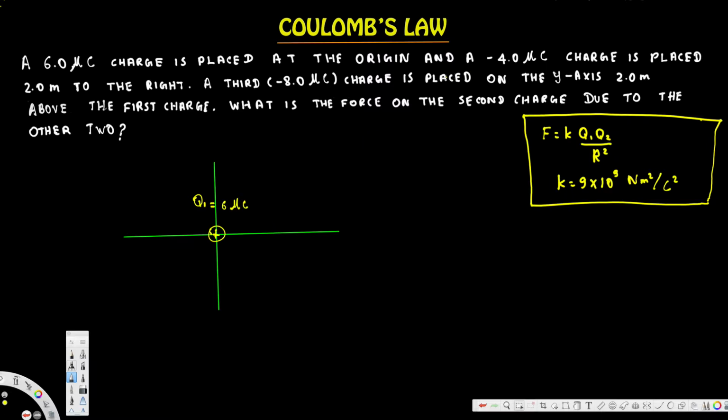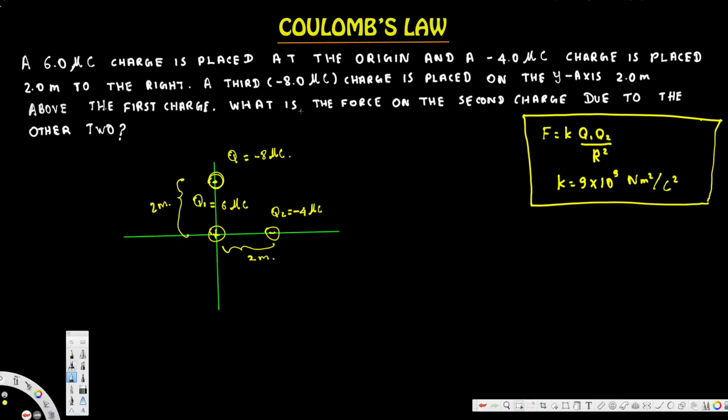Now let's look at the second charge, a negative 4 microcoulomb charge placed 2 meters to the right. Here we have a negative charge, let's call this one q2, equal to negative 4 microcoulomb, placed 2 meters to the right. A third negative 8 microcoulomb charge is placed on the y-axis 2 meters above the first charge. So here we have a negative charge with a value of negative 8 microcoulomb, and from here to here it's 2 meters.